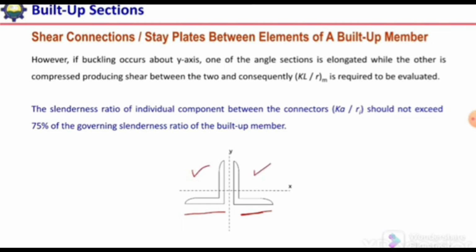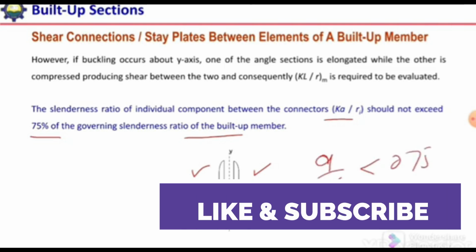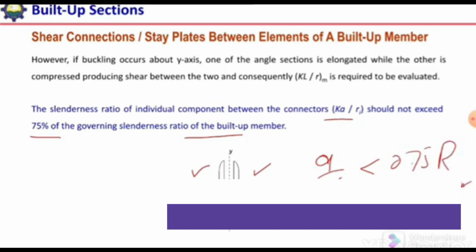The slenderness ratio of the individual component between the connectors, a over ri, should not exceed 75% of the governing slenderness ratio of the built-up section. So the slenderness ratio of the individual member, a over ri, should be less than 0.75 of the maximum.